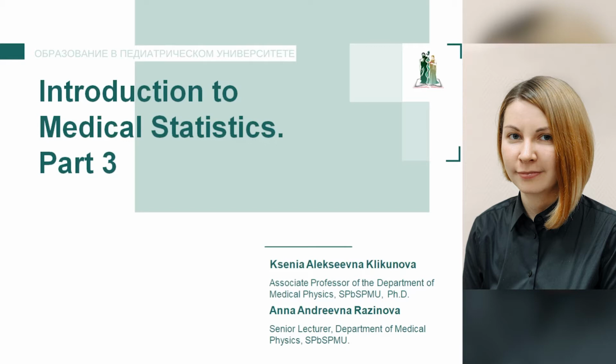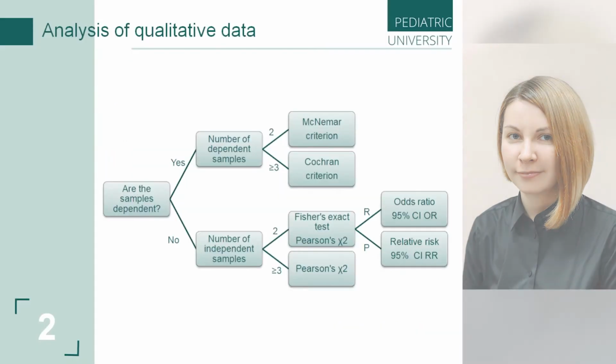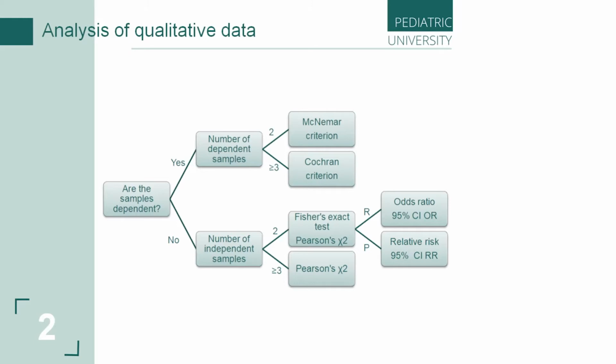And our next section is analysis of qualitative data. We choose the method of analysis according to a certain algorithm. Initially, we determine whether the samples are dependent or not. How was it in the last lecture? Firstly, we must choose whether the samples are dependent or independent.